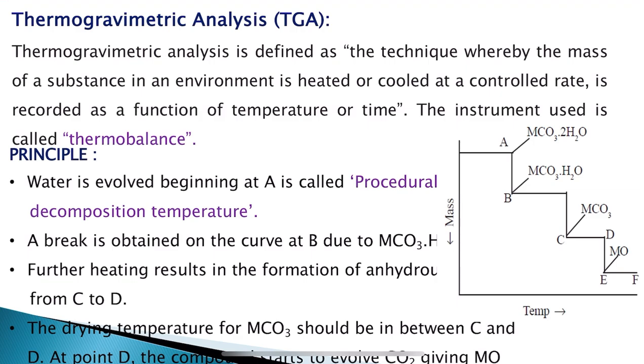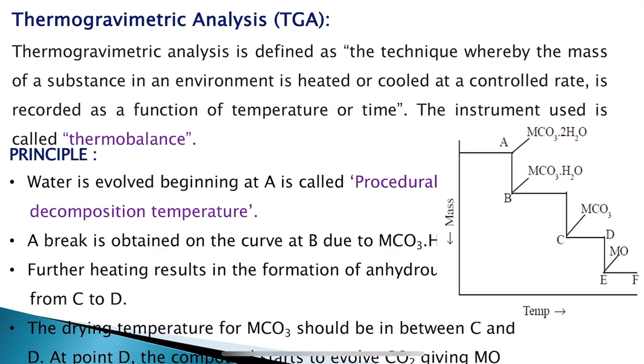Whereas gravimetry means we are going to measure the mass. That is why thermogravimetric analysis is a measure of mass. We measure the mass of the substance under a controlled environment, which is recorded as a function of temperature or time. Now let us understand the principle of thermogravimetric analysis.